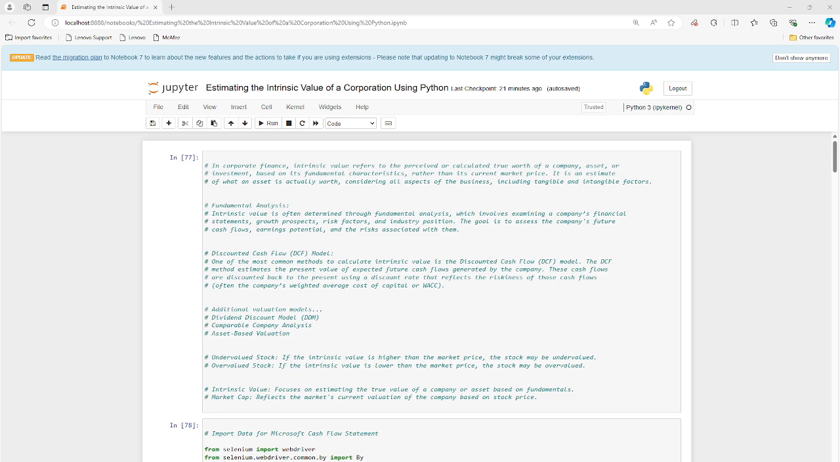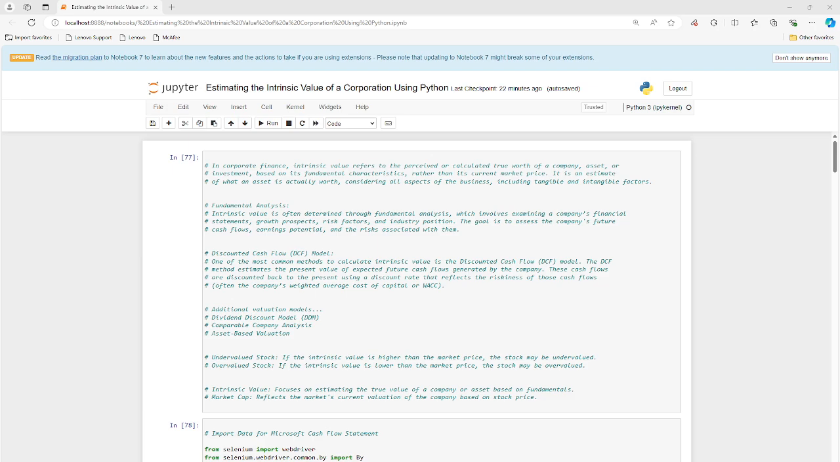Okay, so we're going to focus on fundamental analysis. Fundamentals look at things like the industry, the position in the industry, any kind of risk factors, growth prospects, some kind of financial statements, right? You can look at cash flow statements. That's what we're going to focus on. You can look at income statements, balance sheets, right, and try to determine the value of a corporation. These are all popular methodologies.